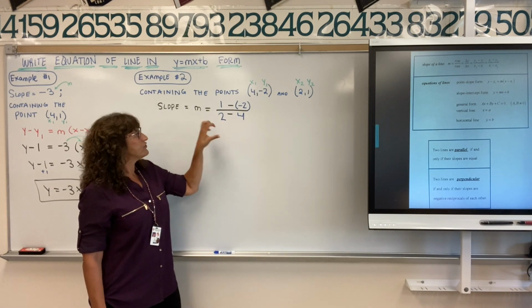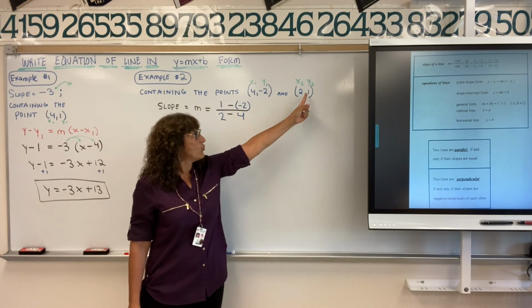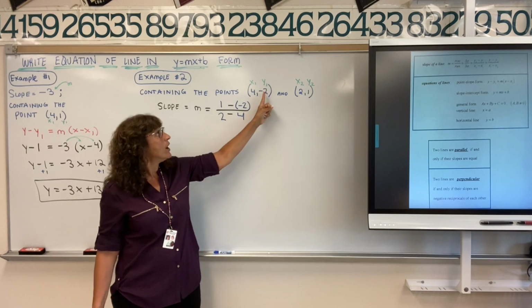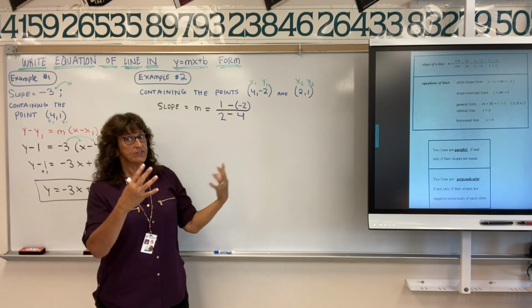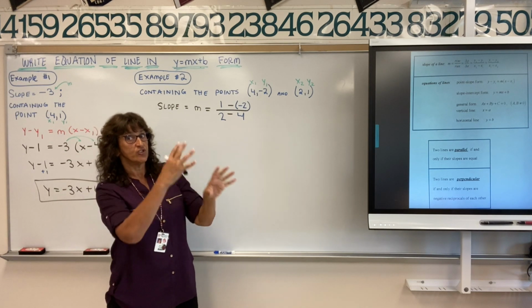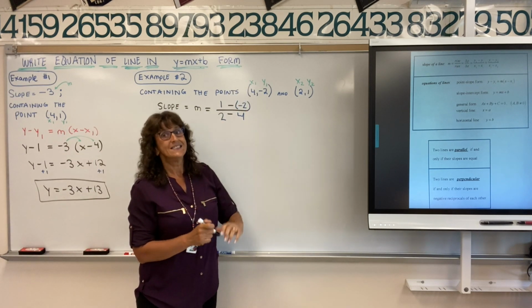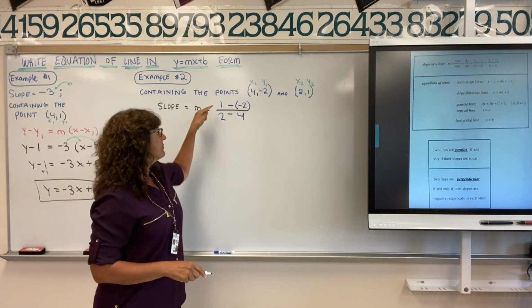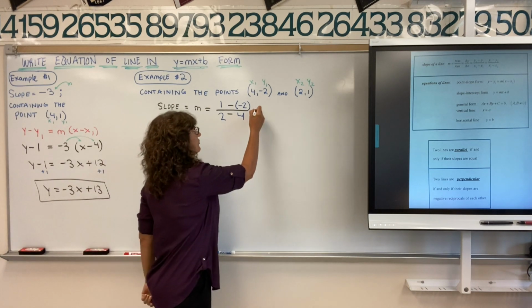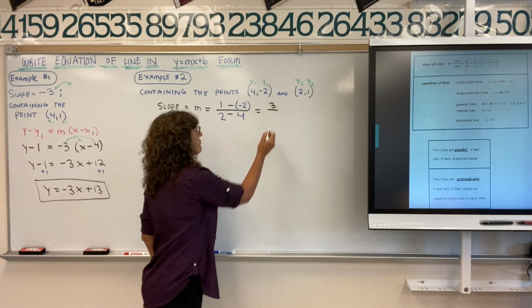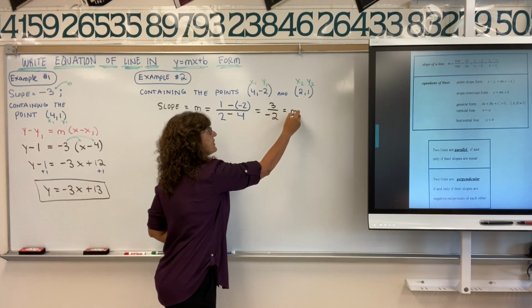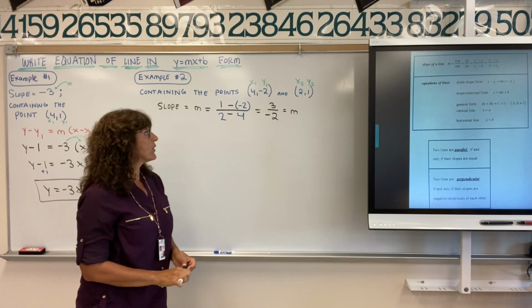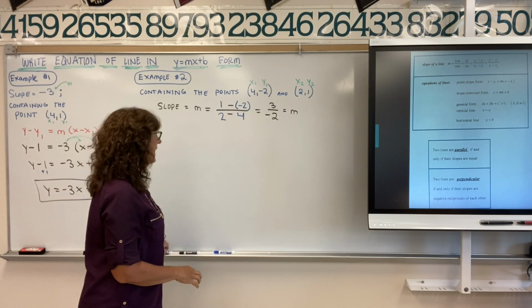So I took my slope formula and I used y2 minus y1 over x sub 2 minus x sub 1. Make sure you're consistent. It doesn't matter which order you do this in, but as long as you're consistent, what you do in the numerator, do the same in the denominator. Now compute 1 minus -2, that's positive 3. 2 minus 4, that's -2. So this is what our slope is right here. Okay, so our slope is -3/2.